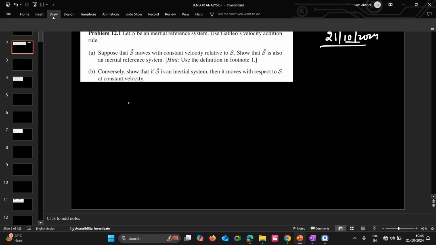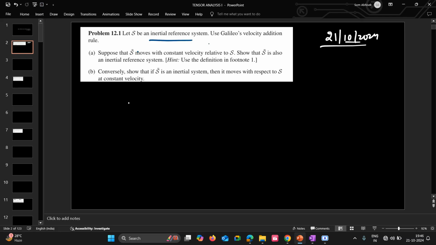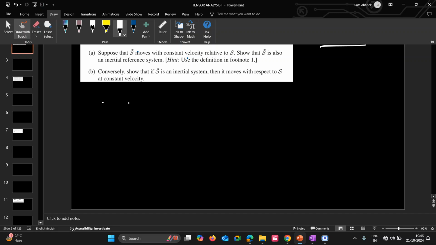Let S be an inertial reference frame. Use Galileo's velocity addition rule, and suppose that S dash moves with constant velocity relative to S, so that S dash is also an inertial reference system. Conversely, if S bar is an inertial system, then it moves with respect to S at constant velocity. Okay, so this is the question, and we have to solve it.